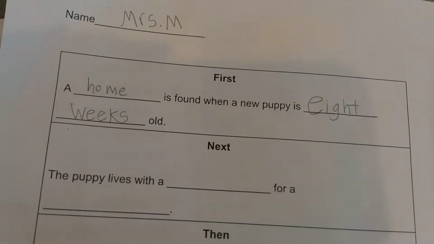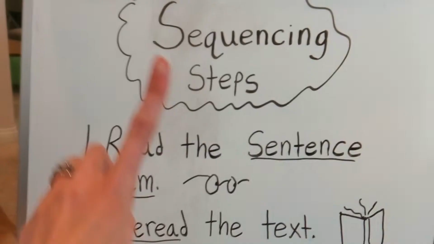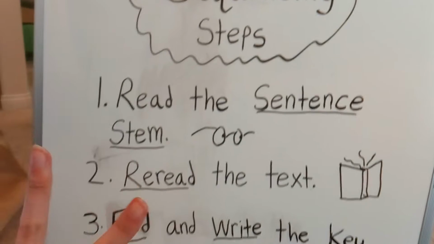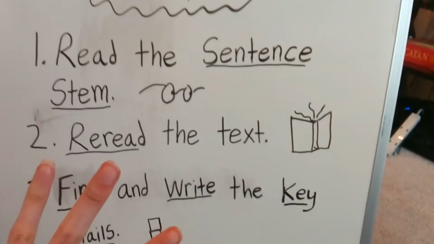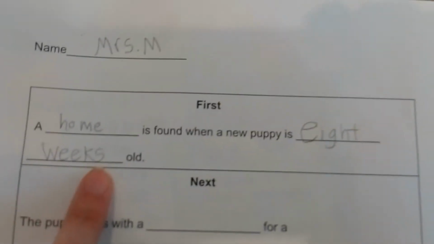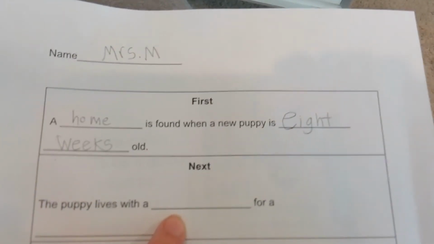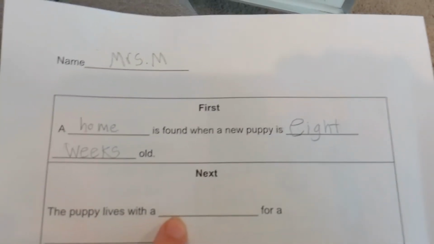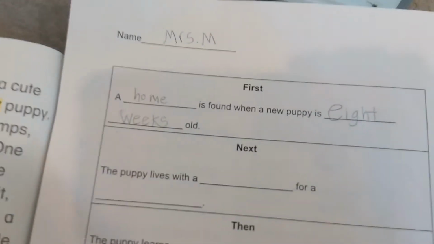Wow. So what you just saw me do is I completed the following steps. Number 1, I read the sentence stem. Number 2, I reread that text. And number 3, I found and wrote my key details on my map. Now that I've done this, let's see if we can try one together. And remember, you can always type it in on your Google Doc, or you can print and write it out and later submit a picture for me so I know that you completed your work.